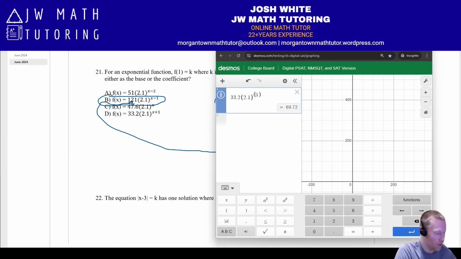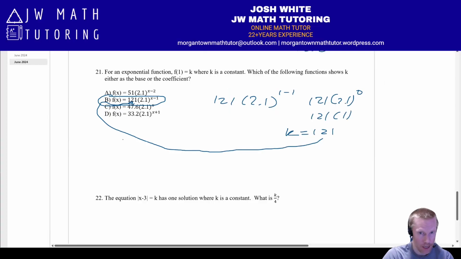Last one, D. Now we'll make it 1 plus 1, technically 2. 146.412. Is that the coefficient in front? No. Is that the base? No. Therefore, B is the only one where the y value you get as your output when you plug in 1 is equal to the number in front.